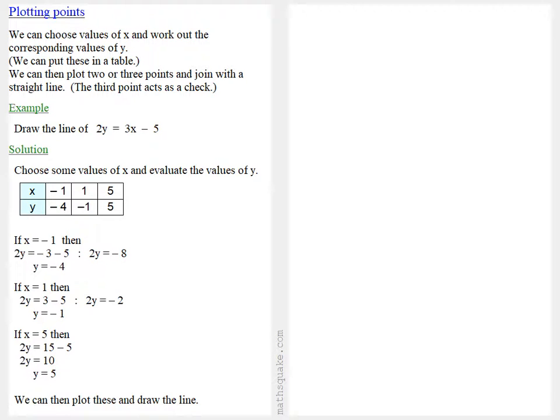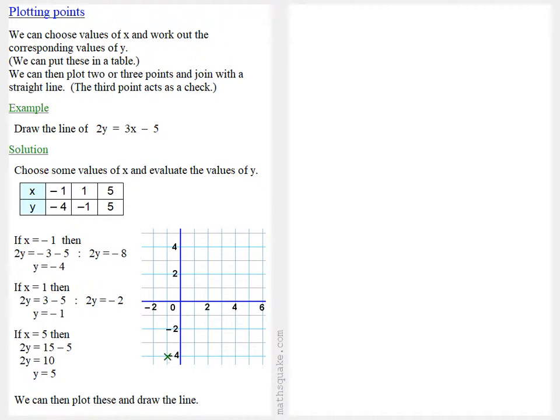We can then plot these on a graph and join with a straight line. And we see they do lie in a straight line, so it's unlikely we've made a mistake.